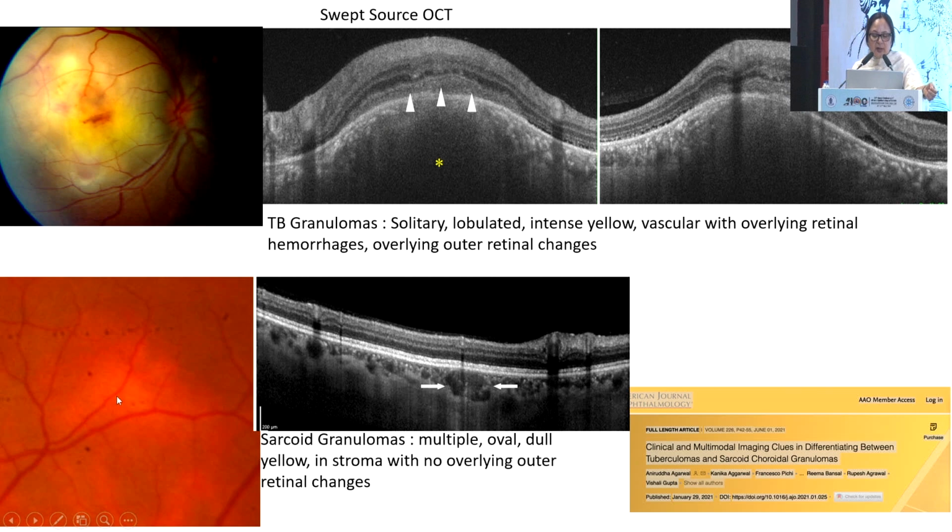Sarcoid granulomas in the bottom are very small, discrete, multiple. They are located in the stroma, so you don't see changes in the outer retina or so much of a bump.